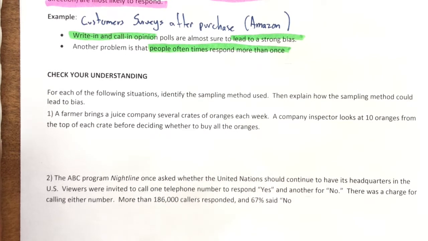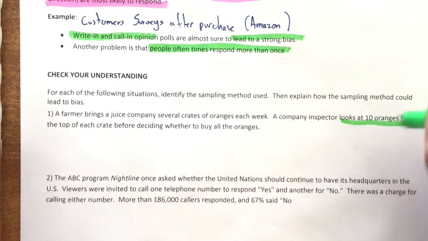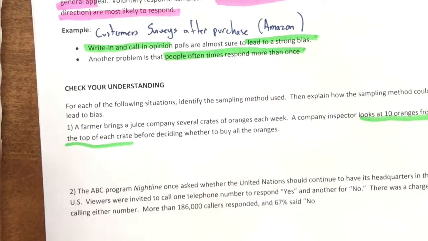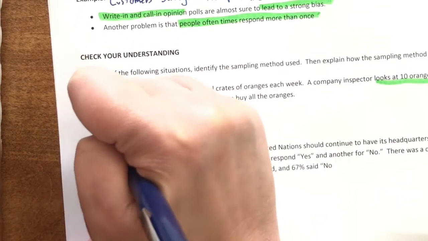A company inspector looks at 10 oranges from the top of the crate before deciding whether to buy all the oranges. What kind of sample is this? Is this a convenience sample or is it a voluntary sample? Well, he's inspecting the top 10 oranges at the top of the crate. That is going to be a convenience sample because it's very easy to just inspect the top 10. So this is a convenience sample.